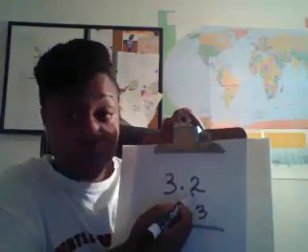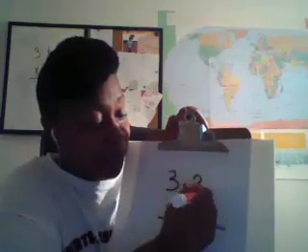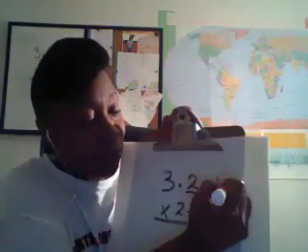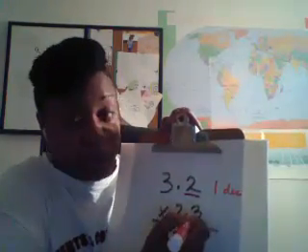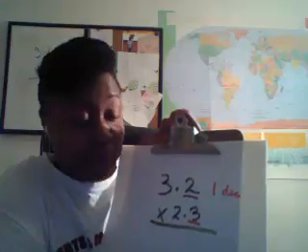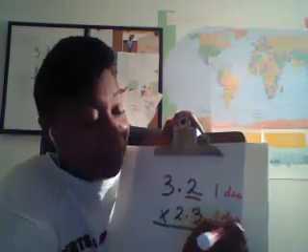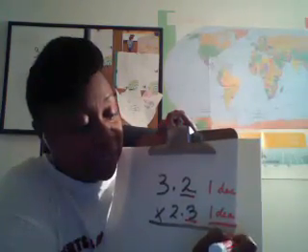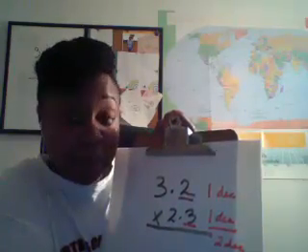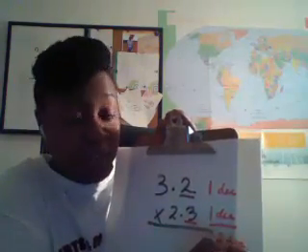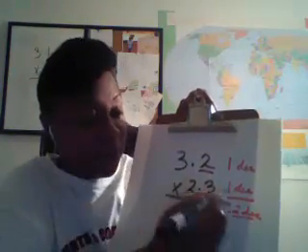For 3.2, I have one place value behind the decimal point. So I'm going to put 1 DEC for decimal. For the 2.3, I have one place value behind the decimal point. So that's 1 DEC. I have a total of 2 DEC behind the decimal point. Okay? So that means once I get my product, I can move over 2 decimal places. I hope you understand that. Okay? So let me start multiplying.